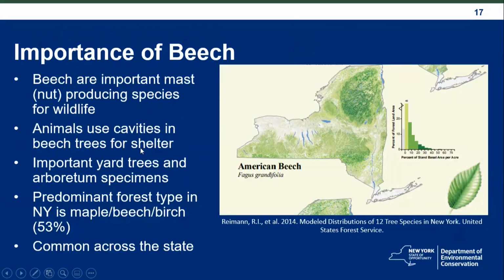Okay, so the importance of American beech. American beech trees are an important component of the northern hardwood forest type, which makes up more than half of the forested land in New York. Wildlife such as black bears, squirrels, mice, turkeys, and many others rely on beech nuts as a main source of energy due to their high protein and fat content.